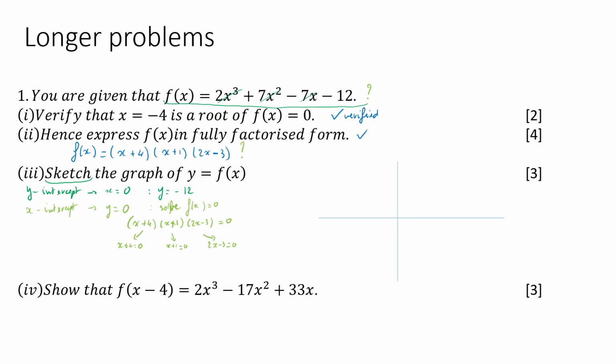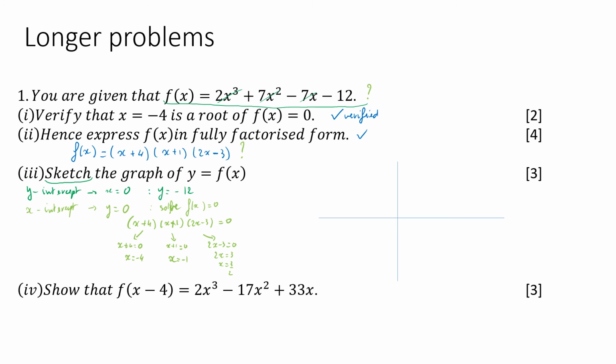If x plus 4 is the one that equals 0, then x is minus 4. So one of the solutions is x is minus 4. The second solution is x is minus 1. And the third solution, that gives you 2x equals 3. So x equals 3 halves. You now have the values of where the graph is going to cut the x-axis.